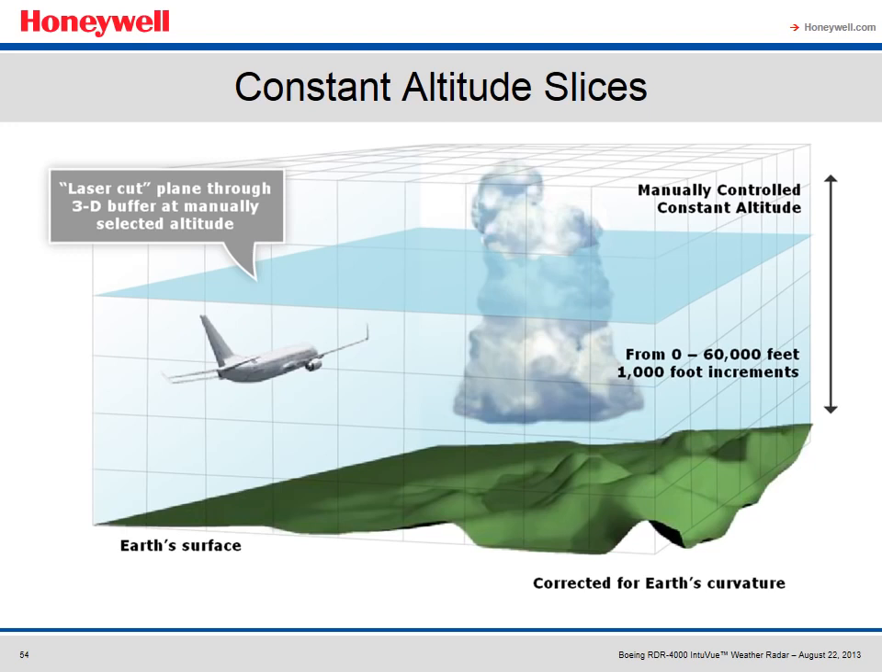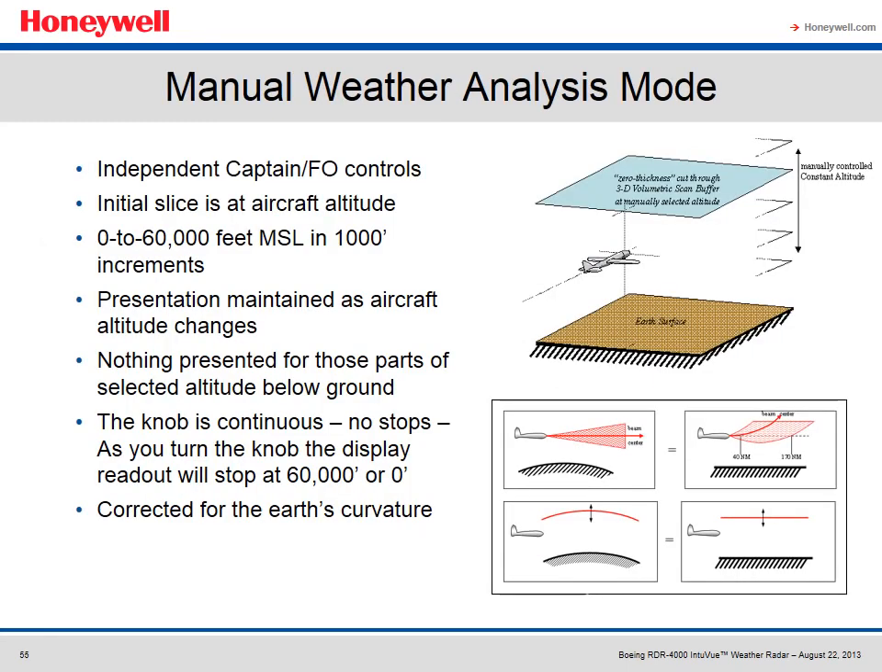The captain and first officer can have different altitude slices selected. The initial slice will be at the current aircraft altitude and then can be dialed up or down from 0 to 60,000 feet in 1,000 foot increments. The selected altitude is maintained regardless of whether the aircraft is climbing or descending. For altitudes below ground level, nothing is shown on the display.